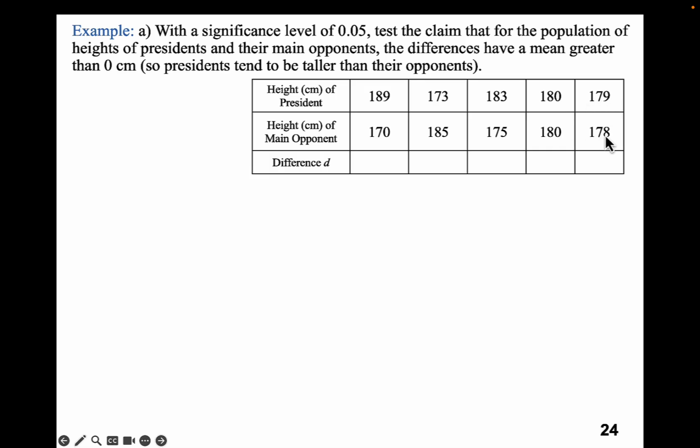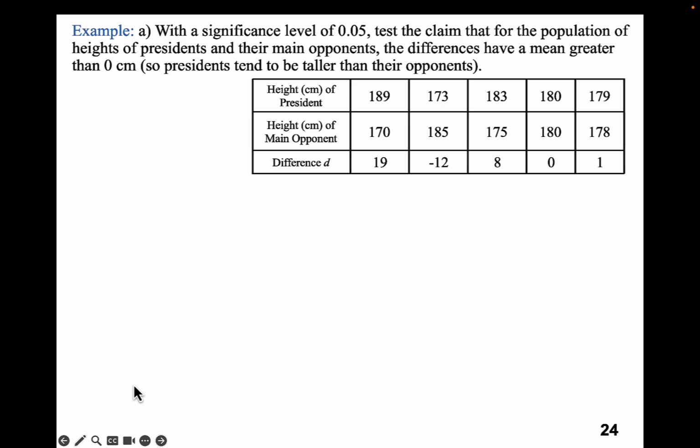For these, we have to find the individual differences. So that would be 189 minus 170, 19. 173 minus 185, negative 12. 183 minus 175 is 8. 180 minus 180 is 0. And 179 minus 178 is 1.